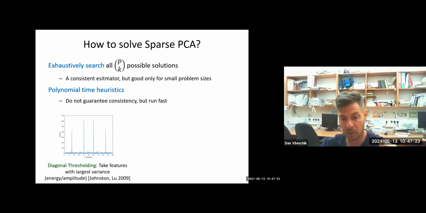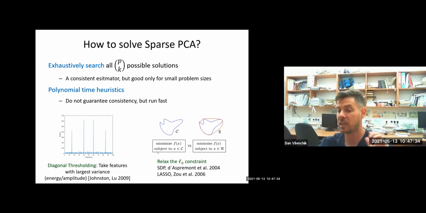And here is an example. Let's say every feature is a frequency, and then you say, oh, I have high energy in 4 features, and that would be my guess for the k non-zero entries. More sophisticated polynomial time heuristics involve relaxation of the search space.